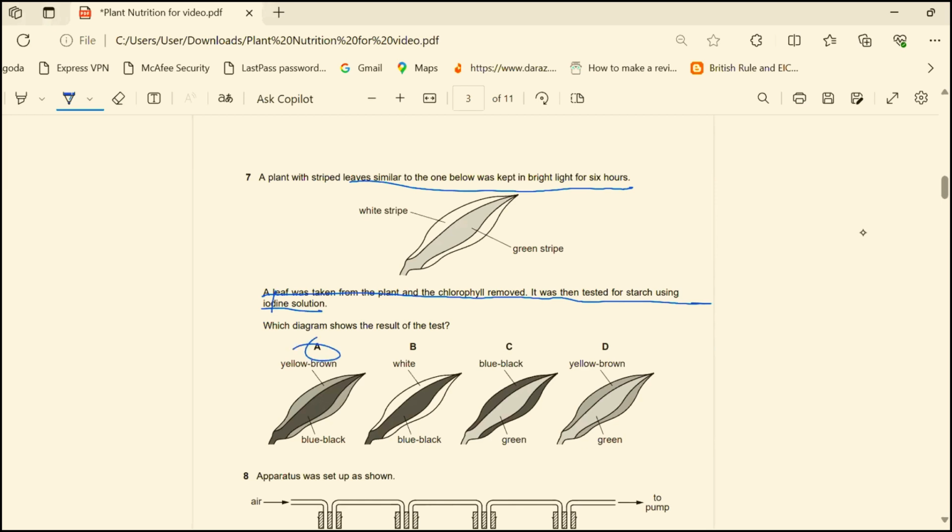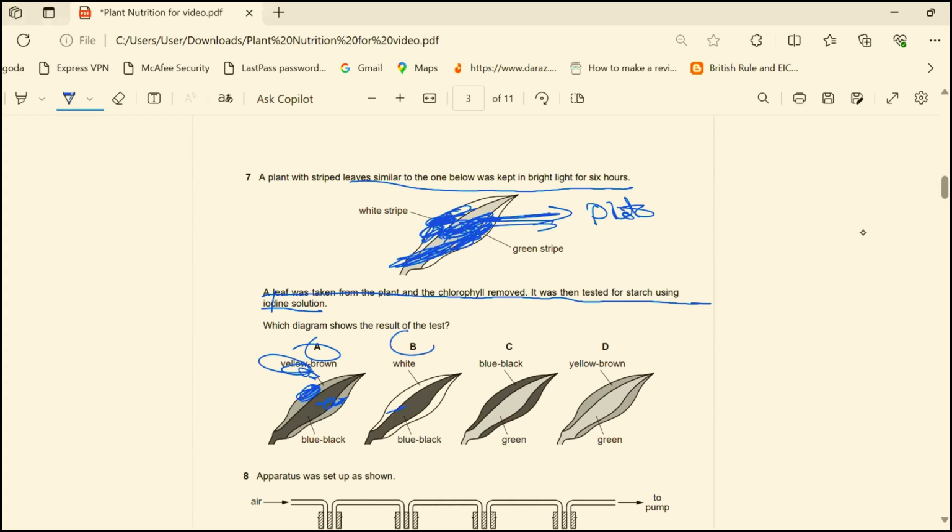So in A, as we can see in the diagram, here is a white stripe, and here is a green section. In the green section, starch will be present because photosynthesis will occur, while the white will remain white. Hence, any diagram which is shaded in the middle and white at the sides will be our answer. So A isn't the answer because here it's yellow-brown.